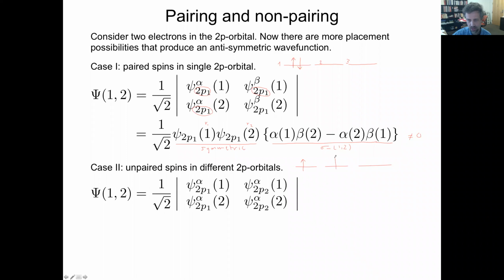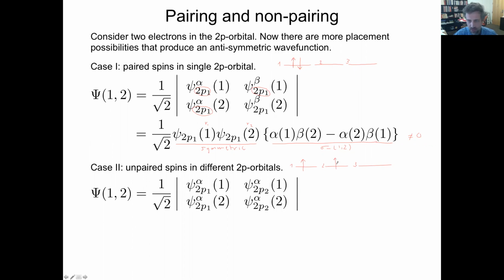Let's say the second one. Doesn't matter which one, but it must be in a different one. 1, 2, 3 states, orbital states for the p. The first electron goes into the first state. The second electron must go into a different state, either 2 or 3. Right? So that's what I'm going to investigate now.